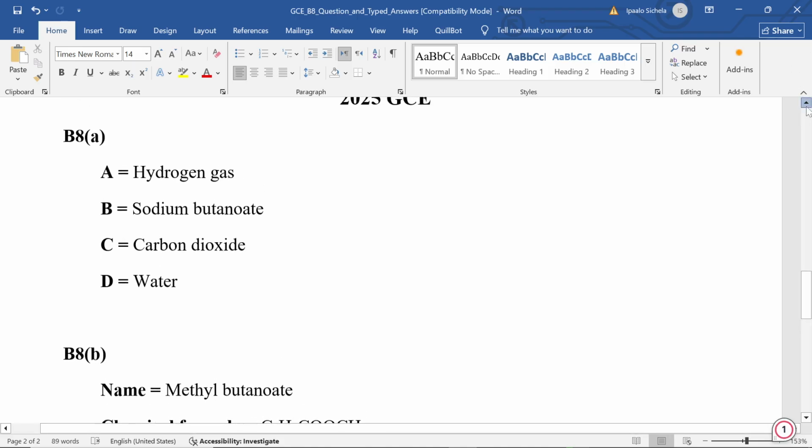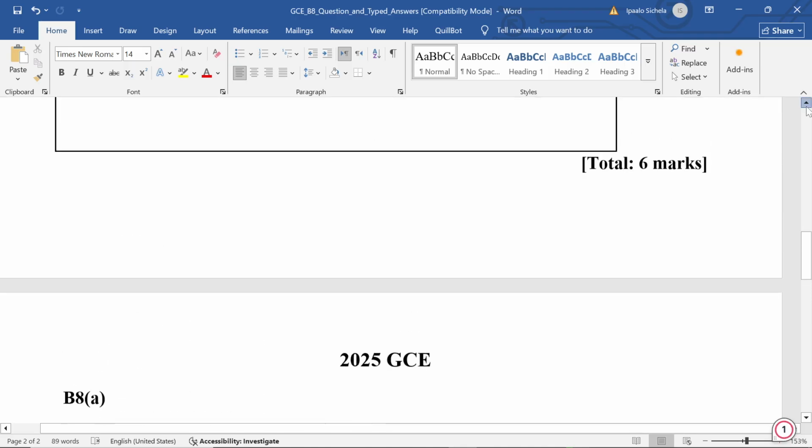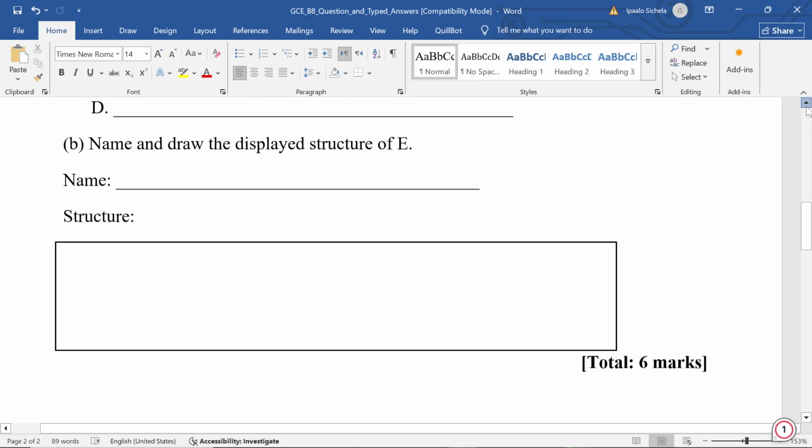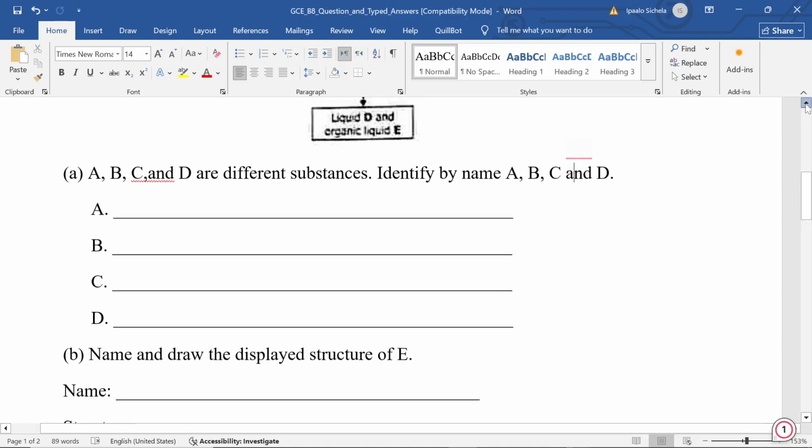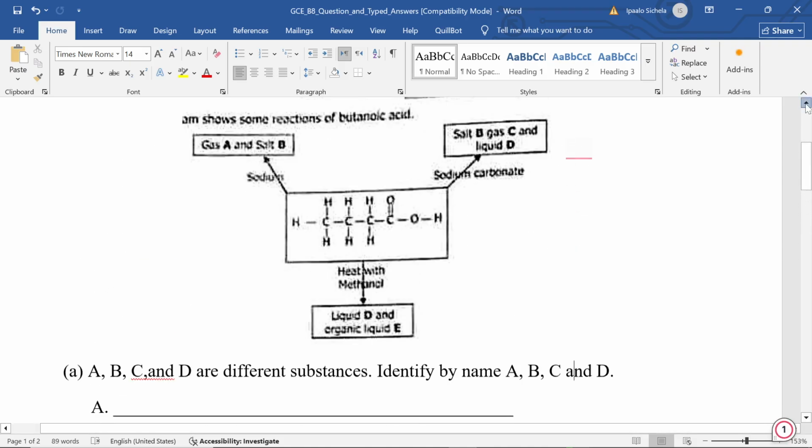Move on to the next question. Name and draw the displayed structure of E. So what is E? Let's look at the diagram.